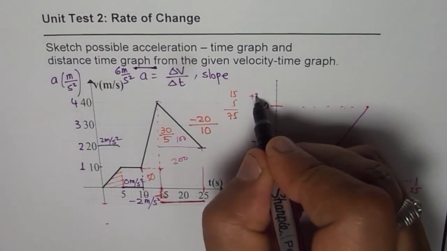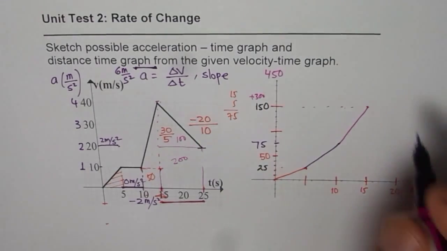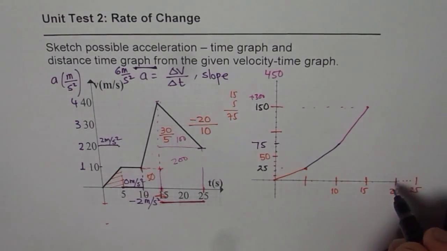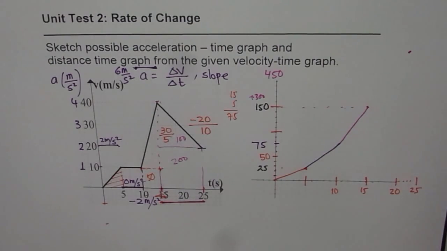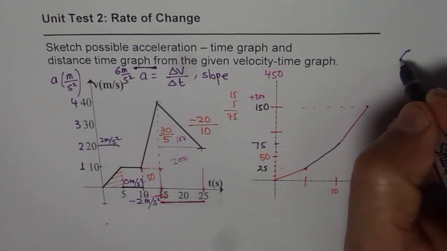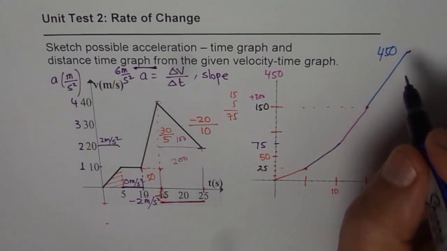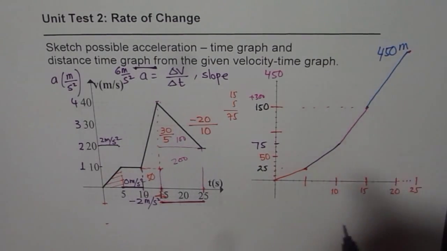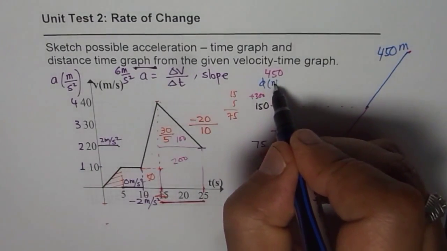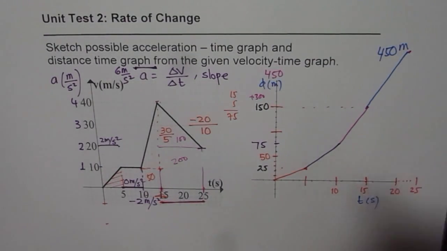If you add 300 to this, you get to a value which is 450, which is kind of beyond my scale. So what I will do is, I'll take a point somewhere there, and I will say, well, this is 450 for me, okay? So 450 meters. So we have distance here in meters, and we have time in seconds. I hope that helps you.